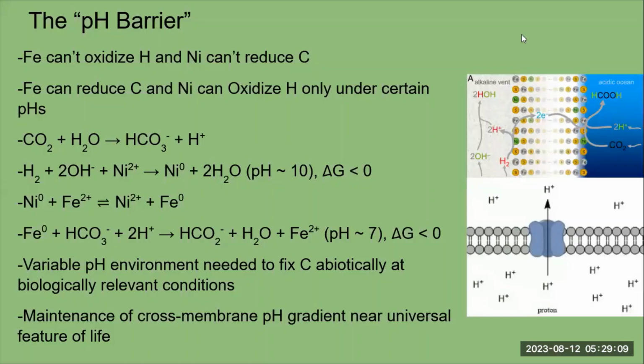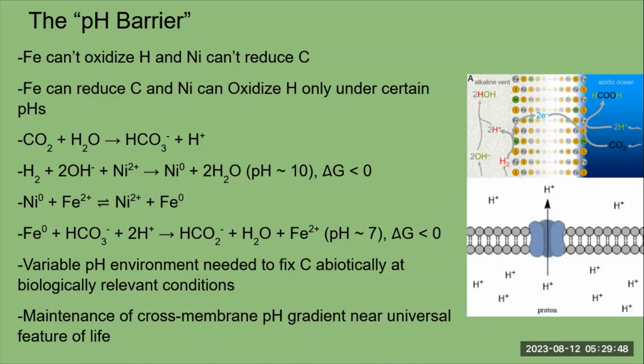So, can organic carbon be produced abiotically under biologically relevant conditions? As discussed before, Fischer-Tropsch type synthesis reactions are catalyzed by various metals such as nickel and iron. At temperatures between 0 and 100 degrees, and at pressures similar to that of Earth at sea level, iron can't oxidize hydrogen, and nickel can't reduce carbon. Iron can reduce carbon, and nickel can oxidize hydrogen, but they can only do so under certain pHs, with nickel oxidizing hydrogen under alkaline conditions, and iron reducing carbon at neutral or acidic pHs.